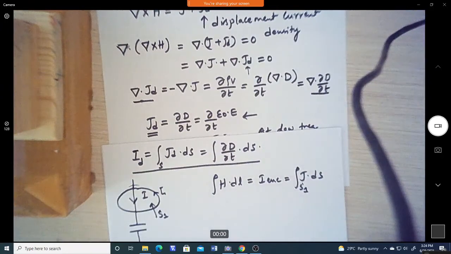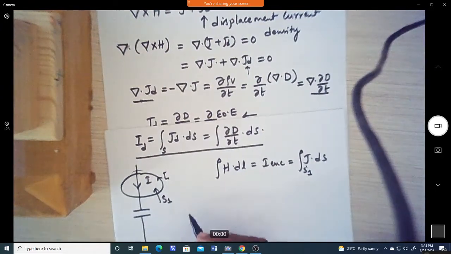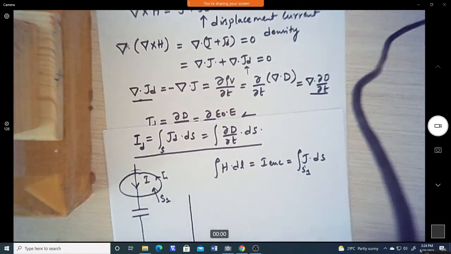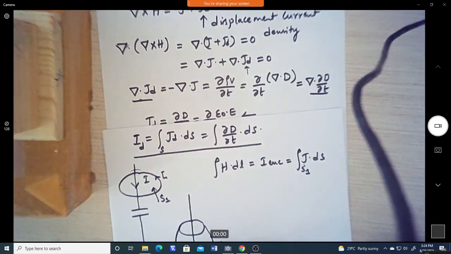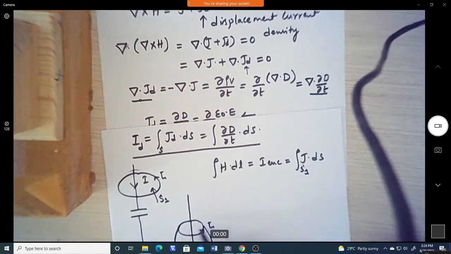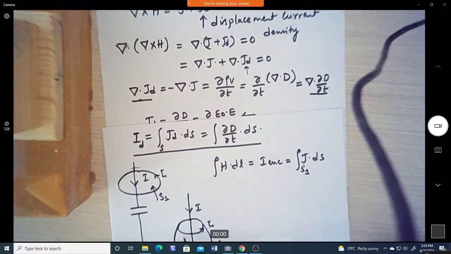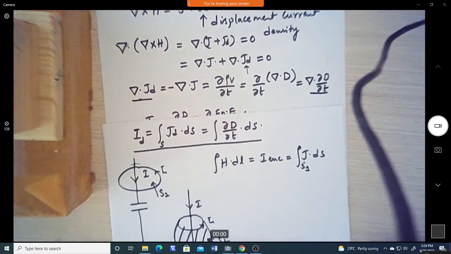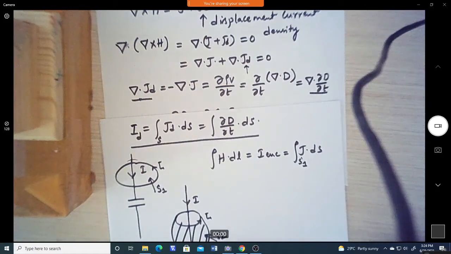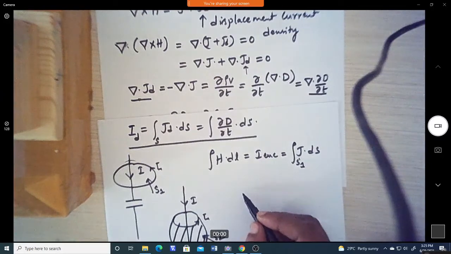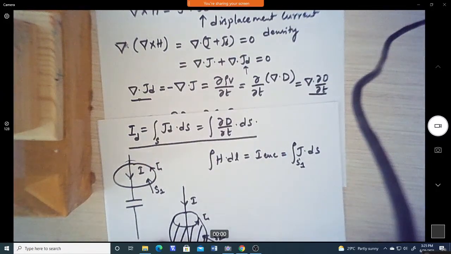And now if we consider the current through a surface which actually passes through this capacitor, let us take this surface S. Again there is the closed path L and the current which is flowing. So if I take surface S2, which passes through the capacitor, the current goes through the conductor while this surface passes through the capacitor.